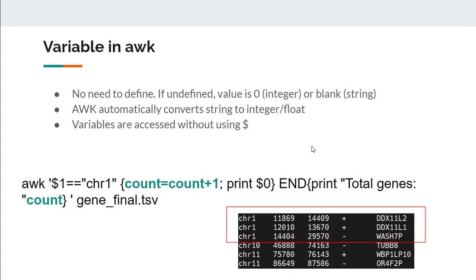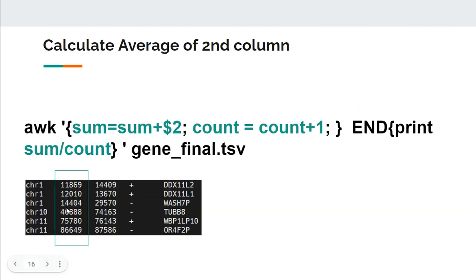And as I said, you do not have to worry about whether it's an integer or a float. Automatically awk takes care of it. And there is no need to give a dollar to access any variable. Directly you can use count to print.